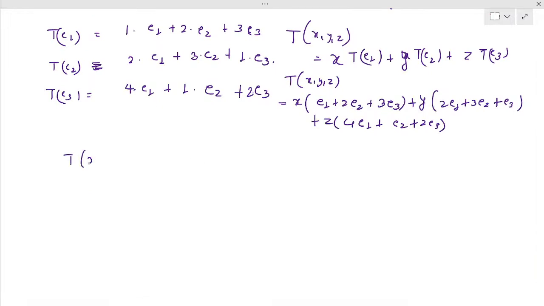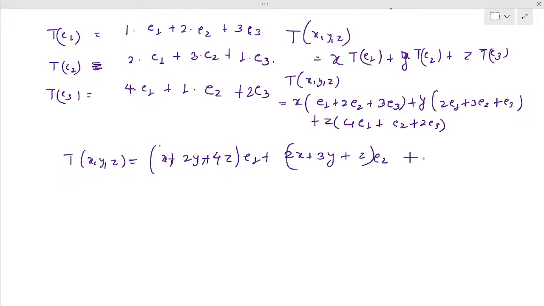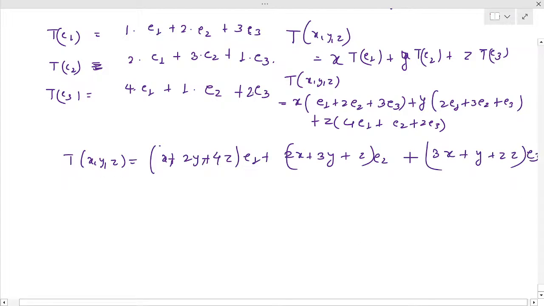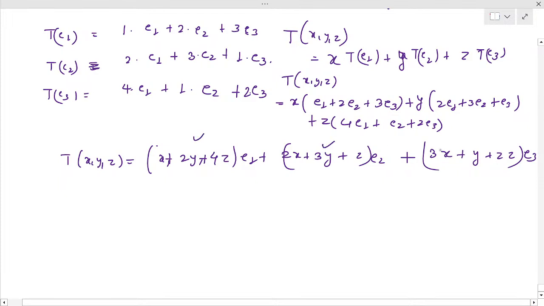I'll write it here, T(x, y, z) is equal to what? It is equal to x plus 2y plus 4z times e1, plus 2x plus 3y plus z times e2, plus, another one was what? 3x plus y plus 2z times e3. So I told you any T(x, y, z) can be written as x times this, y times this, z times this.